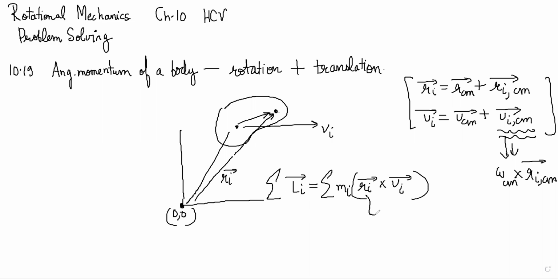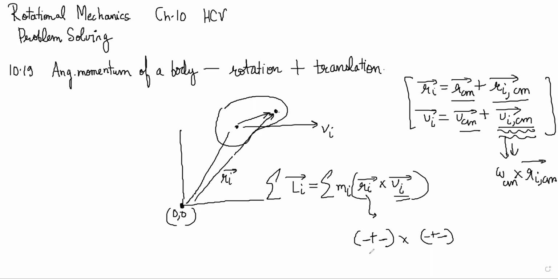Now he breaks down Ri into RCM plus Ri with respect to CM, and Vi into VCM plus Vi with respect to CM. So he gets four terms, like this into this, and there will be two cross terms. On the next page, you see four terms are given.